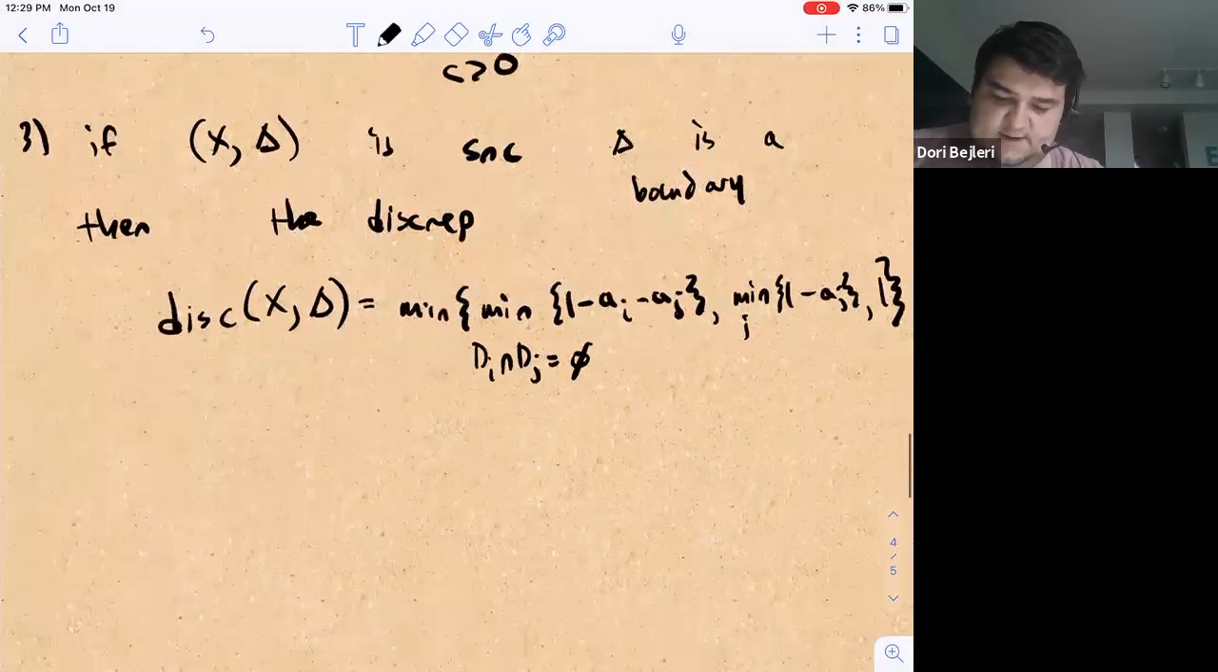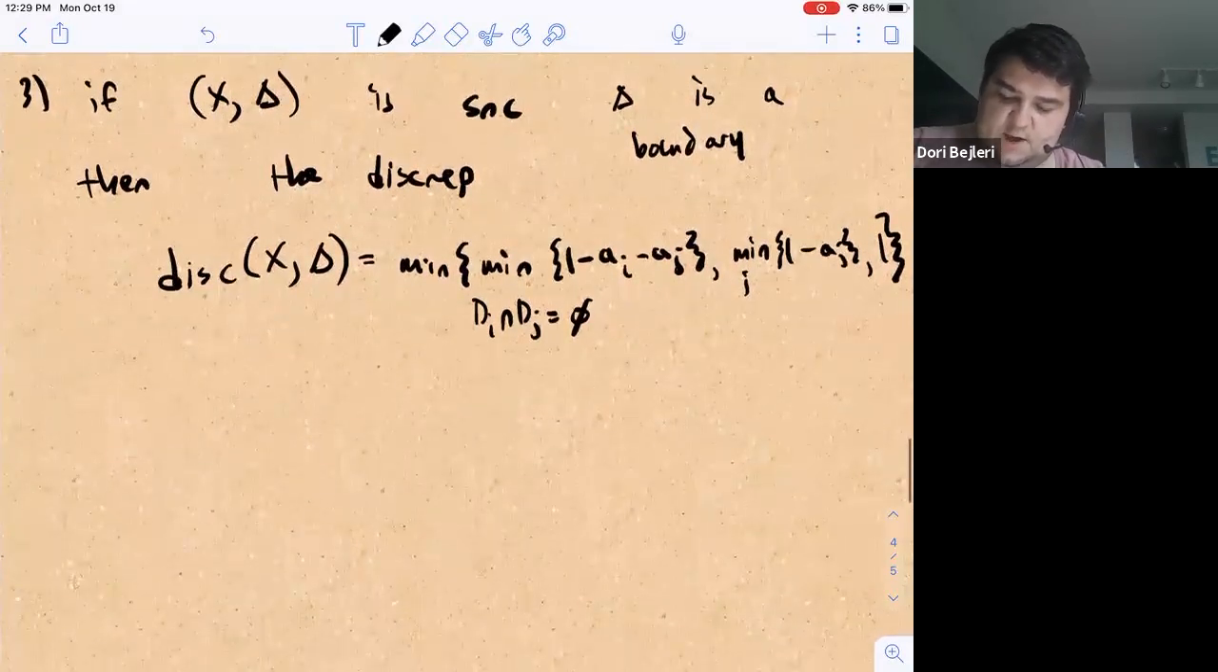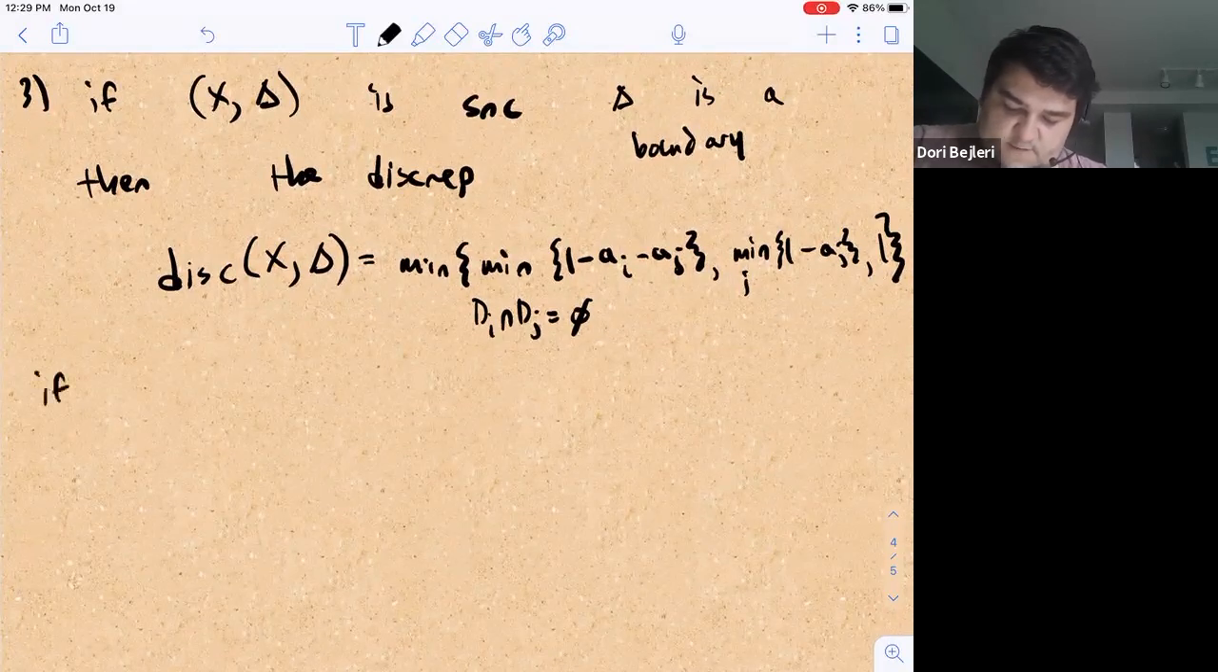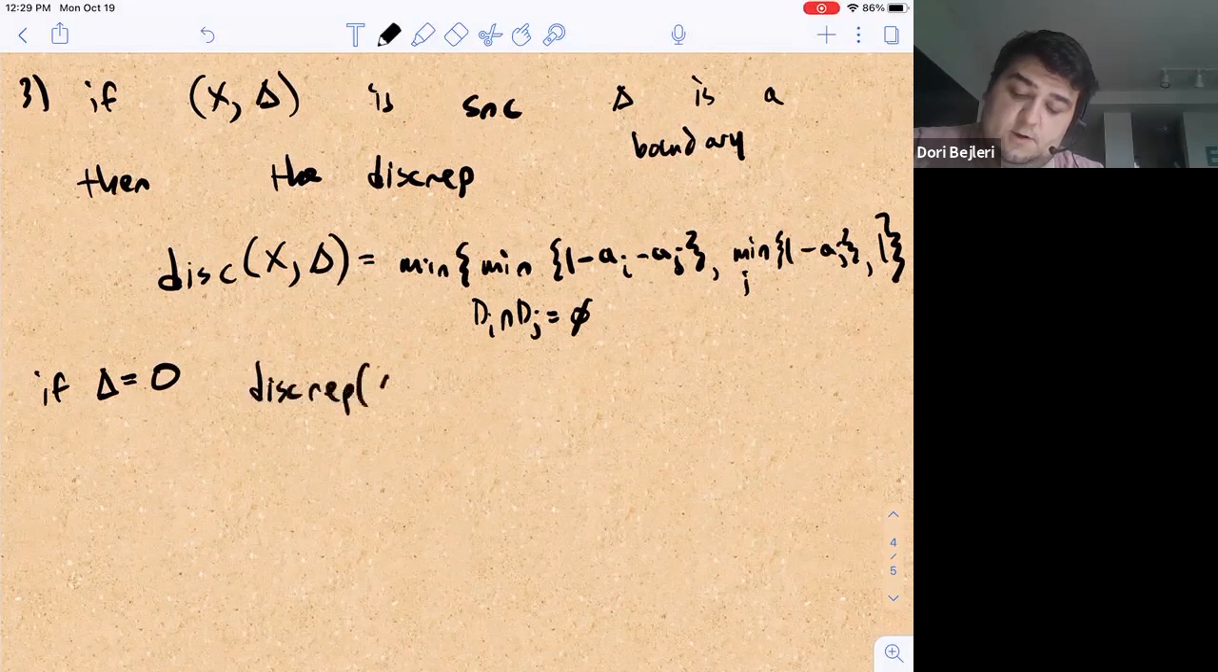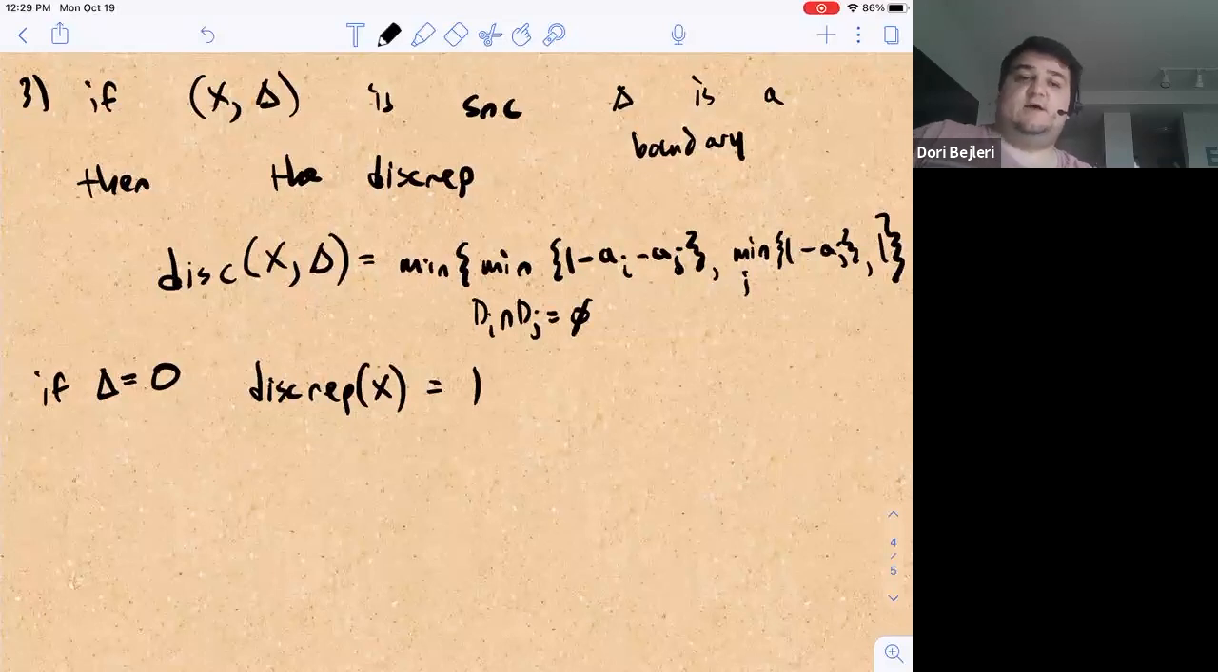So I'll say just a few words about how you actually prove this, but I want to remark on some special cases. So if the boundary is empty, then we get that the discrepancy of X, which is just smooth with no boundary, is 1. And so in particular, we kind of already saw this when we made the claim that smooth varieties had terminal singularities. So this is one way to prove this, is to use this formula.